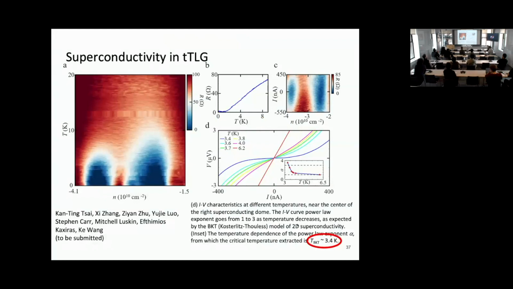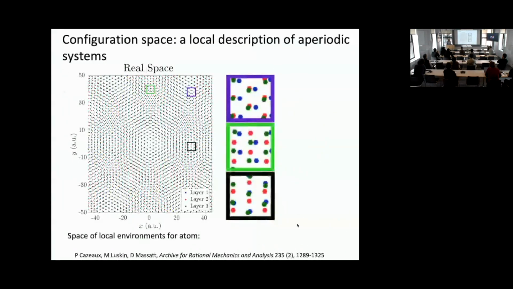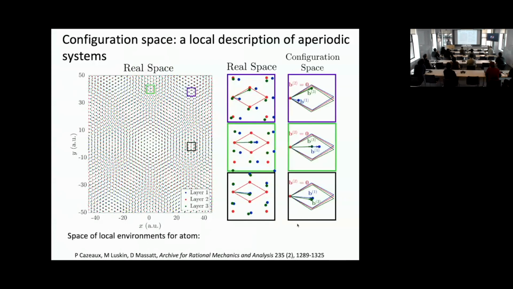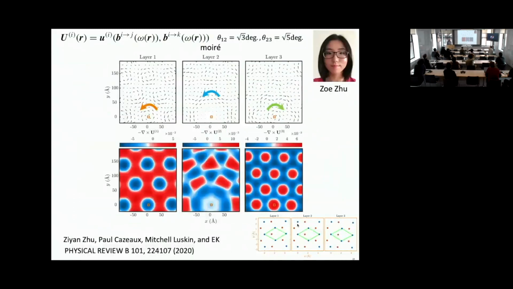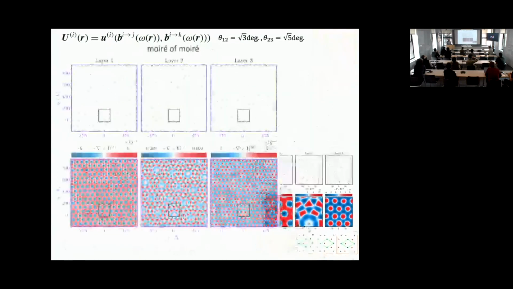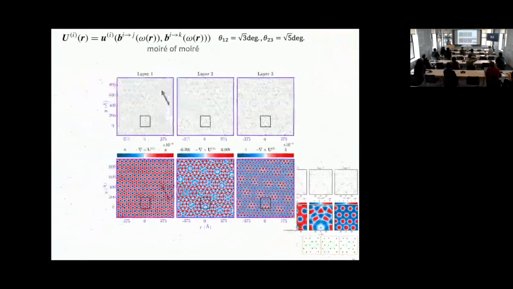So here's a picture for tri-layer graphene with superconducting domes. Interestingly enough, the superconducting temperature is 3.4 Kelvin, quite a bit higher. And we have been working hard on this. You can extend the same configuration space picture to these tri-layer systems, and my student Zoe Zhu has done a wonderful job in analyzing the patterns here, the relaxation patterns, which involve similar twists as the ones that I was telling you earlier, but it also involves the formation of larger and larger moiré length scales.